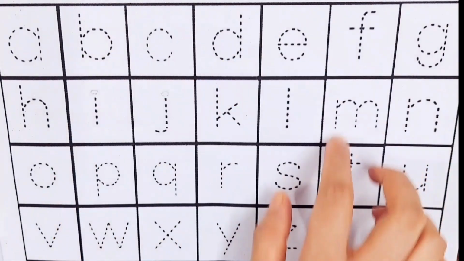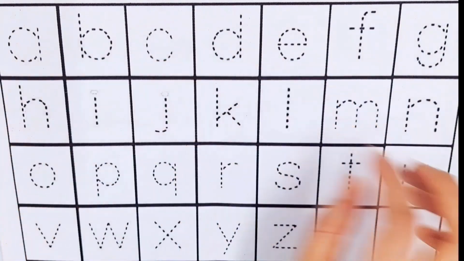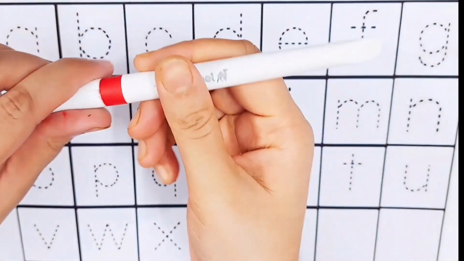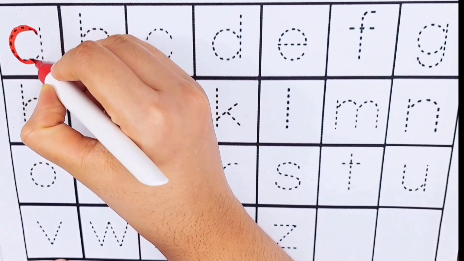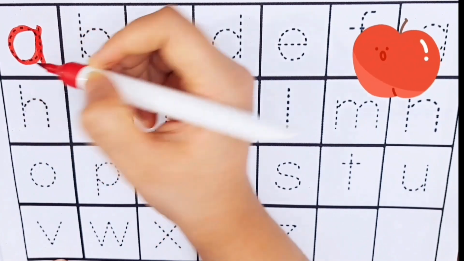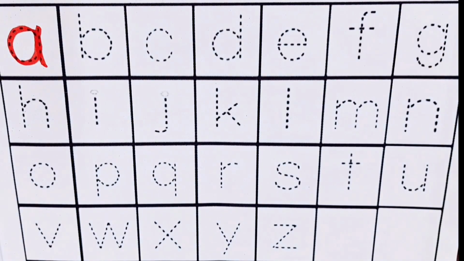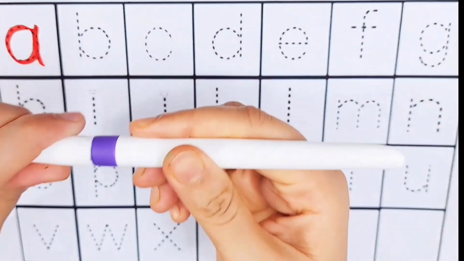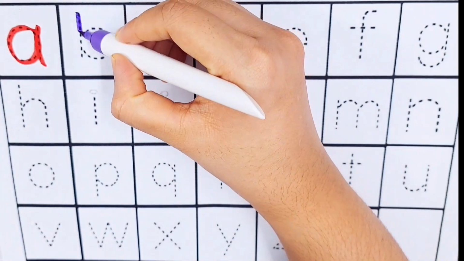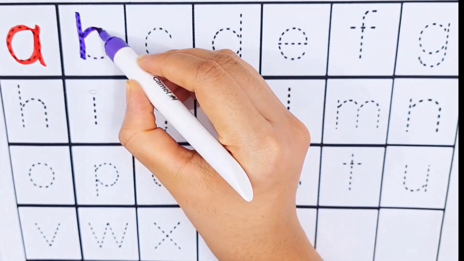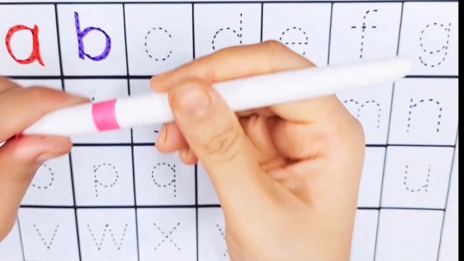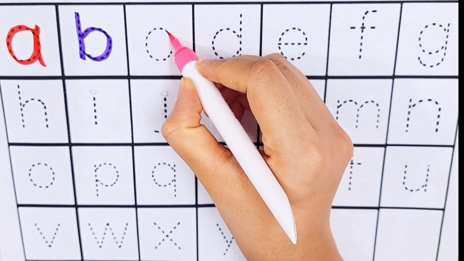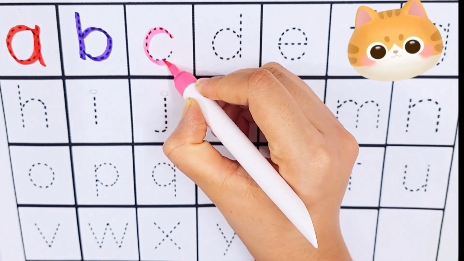Let's learn some alphabets. Small letters. Red color. A. A for apple. Violet color. B. B for ball. Pink color. C. C for cat.